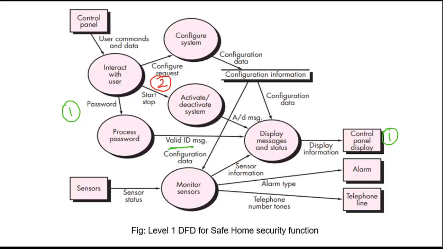Now A stands for activate and D stands for deactivate. This activate and deactivate message is going to be displayed again on the control panel. The second input is also displayed here. Then the third task here is configuring the system. That is if you're making any changes within the software, for example resetting the password. Those changes can be made within the database.